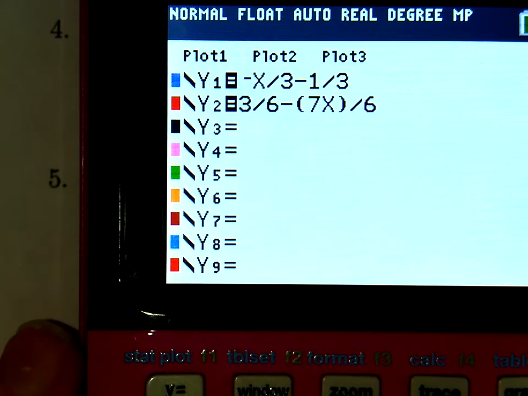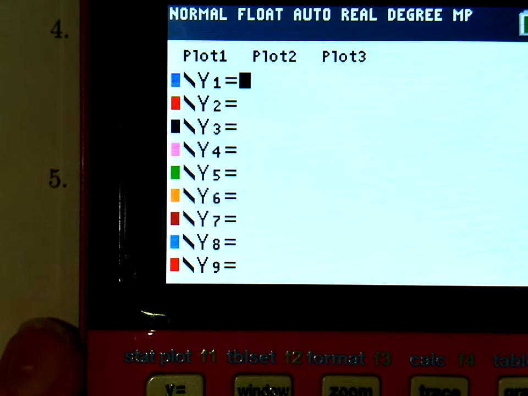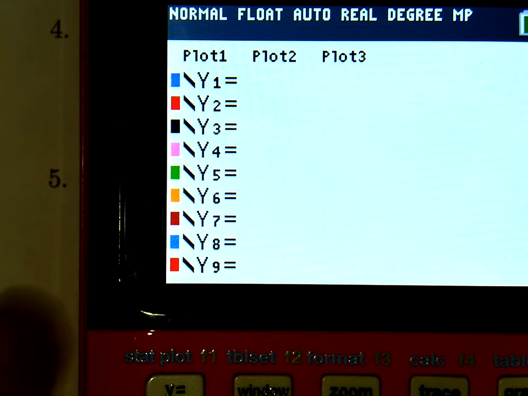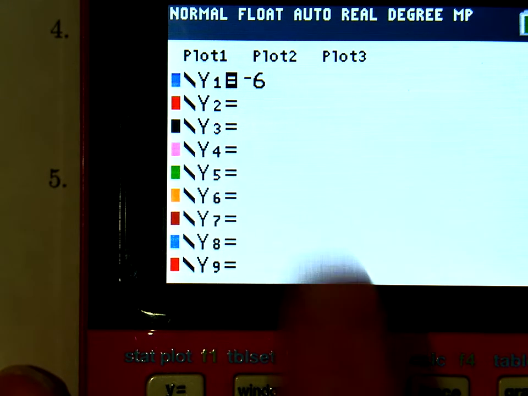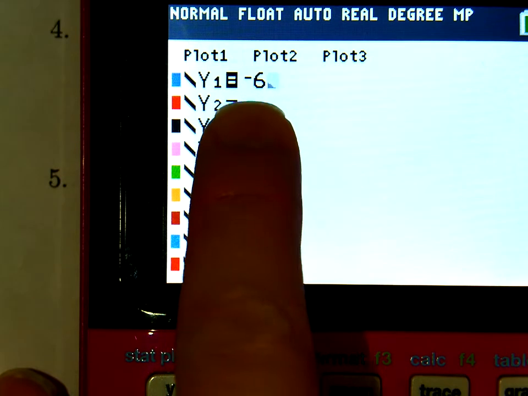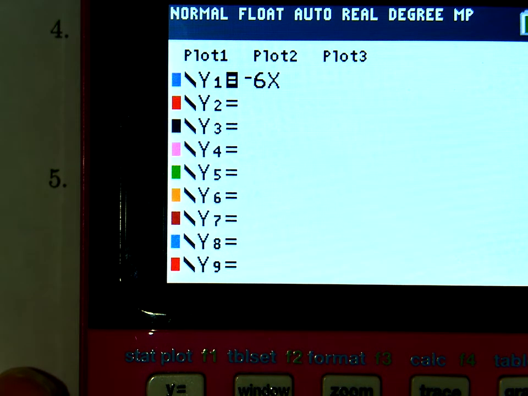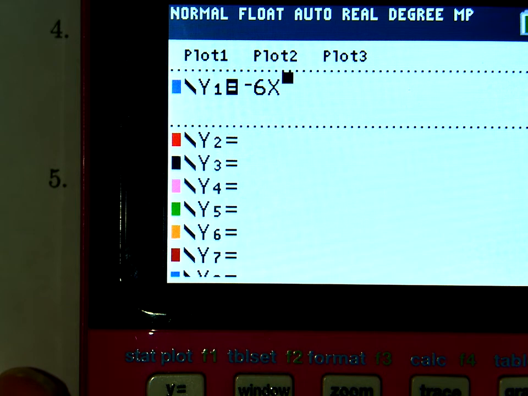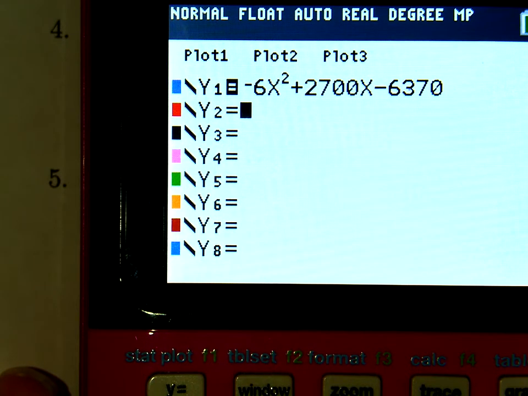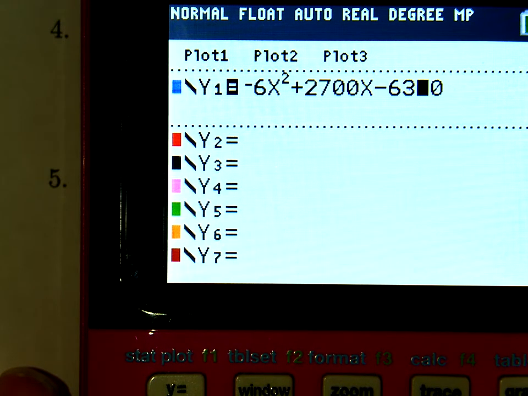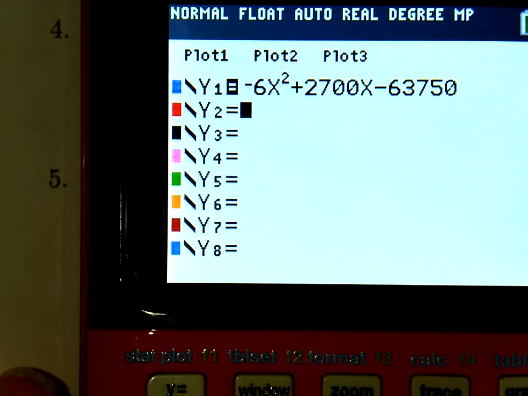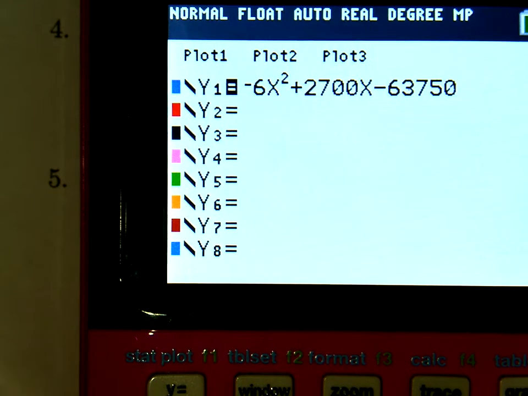Okay, so let's go to y equals. Let's clear out these other ones and put in negative 6. By the way, if you use the subtraction sign here, your calculator will be mad. X, and then the caret x squared, plus 2,700 x's, minus 63,750. Oopsie. Definitely have a mistake there. Okay, now I have it.